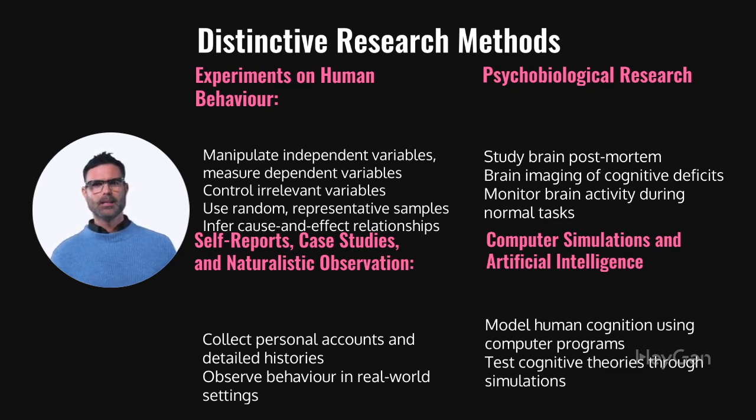Work in artificial intelligence, building machines that can think or learn, also informs our understanding of human cognition by highlighting what tasks are easy or difficult for minds versus machines. In all these methods, cognitive psychologists aim to understand, predict, and sometimes improve human thinking.